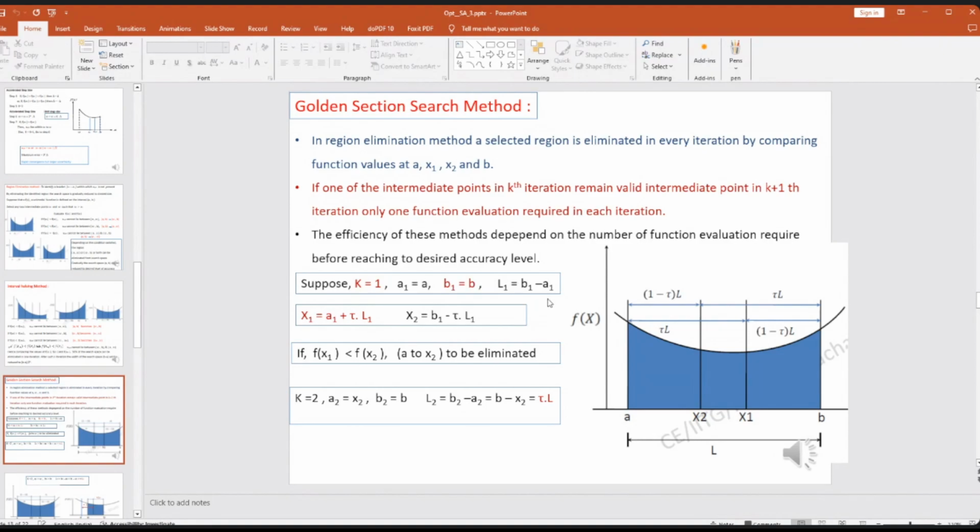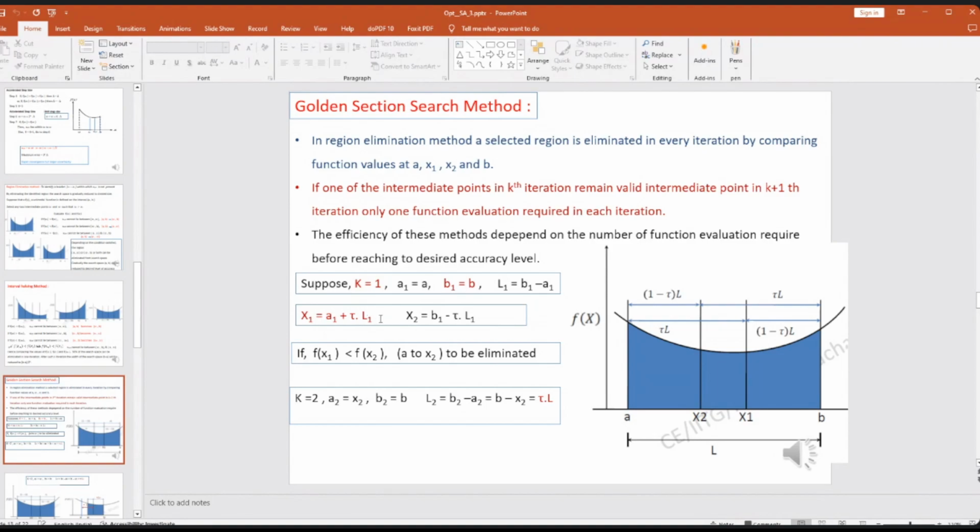We identify the left side boundary, right side boundary, and length of the interval L. At iteration level k, all of them have suffix 1. Accepted? Yes, sir. Now we choose the intermediate points: x1 is equal to a1 plus tau into L1. Tau is a value less than 1. So x1 is a1 plus tau into L1.